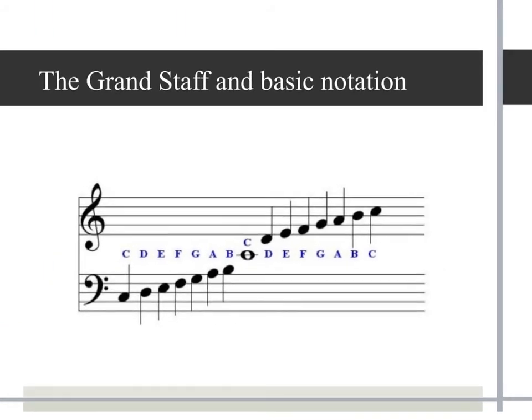So here's the grand staff. A few things to notice. It has a treble clef, also known as the G clef, because this little circle here goes around the G line. And then we have the F clef, which is down here, also known as the bass clef. So the proper name is G clef for the treble clef, F clef for the bass clef. And this is F because these two little dots and this little part here are around the F line.